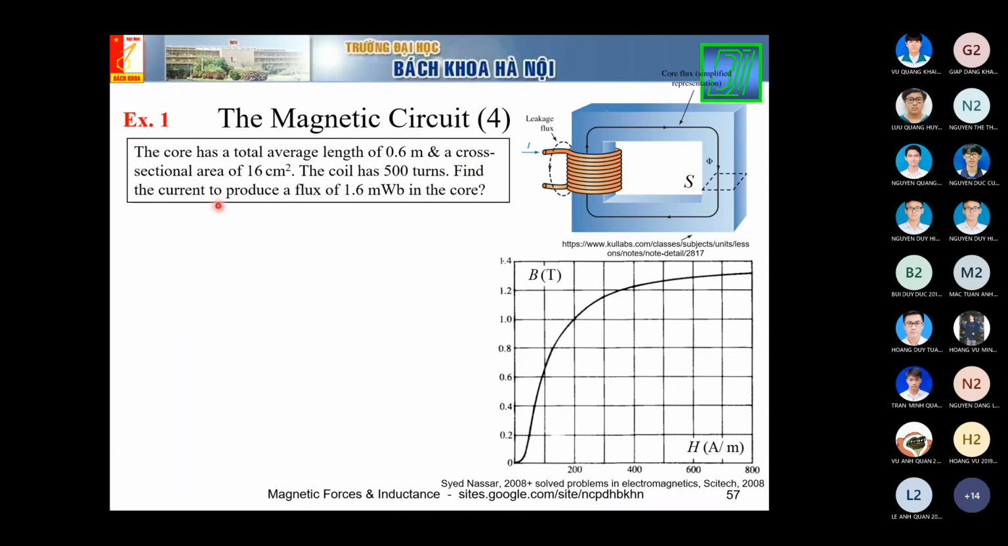We have to find the current fed to the coil to produce a magnetic flux of 1.6 milliweber in the core. For this magnetic material, we are given this curve. This one is the relationship between B and H, the magnetic flux density and field of the core.